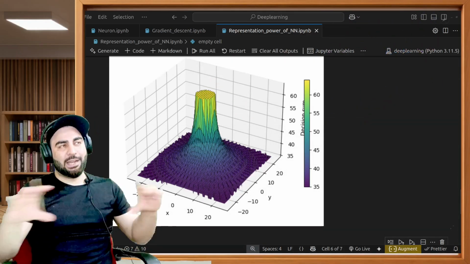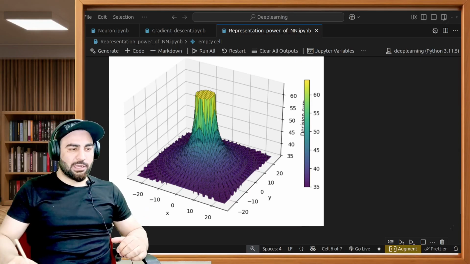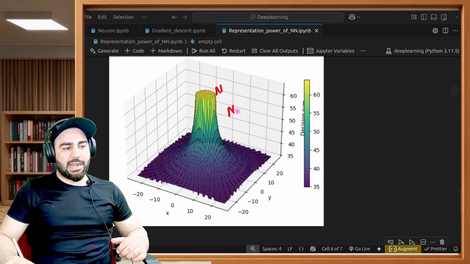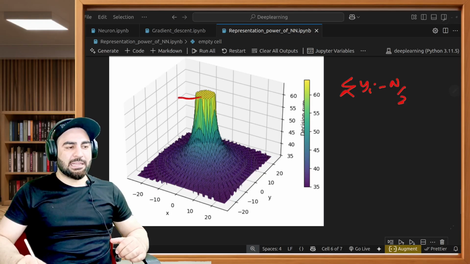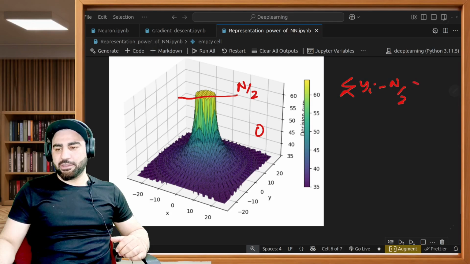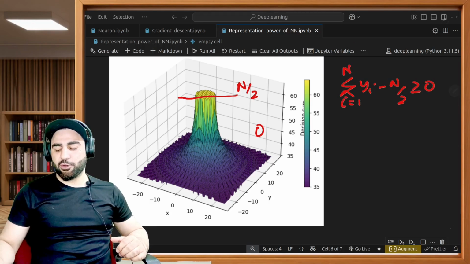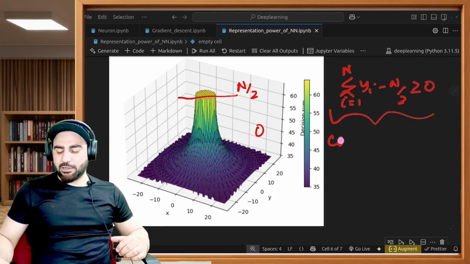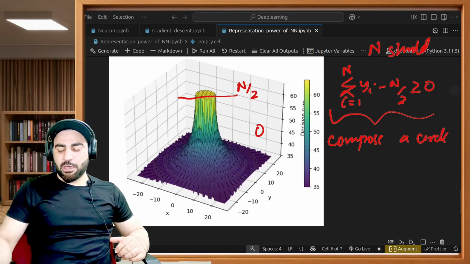If you take a polygon which has n sides, you have to set a threshold at n, but here this threshold is n and this is n by 2. If I add a bias, I can say summation of yi minus n by 2, so that I set a threshold of n by 2. Then this will be greater than or equal to 0, with i from 1 to n, where these are the many neurons. This will compose our circle, and n should be large enough.